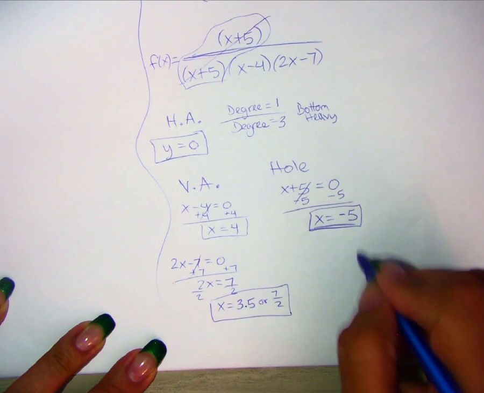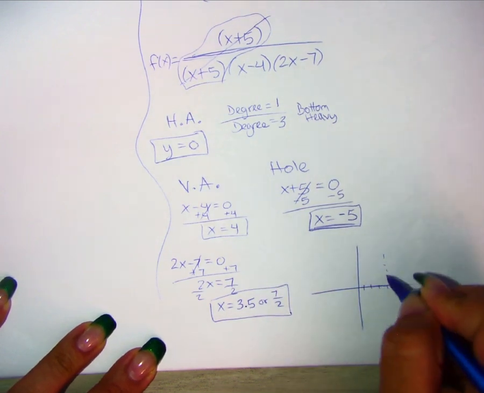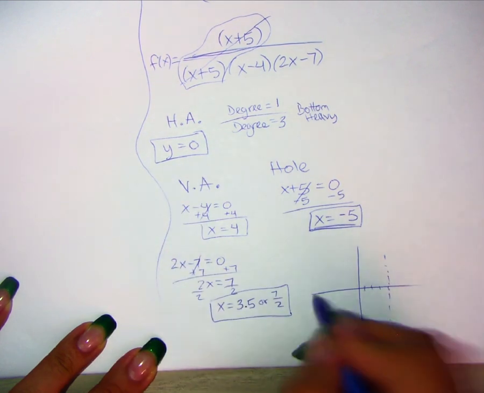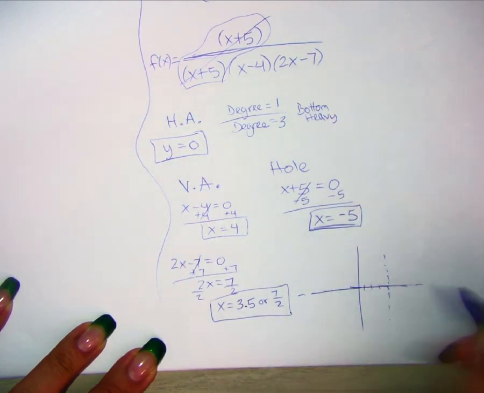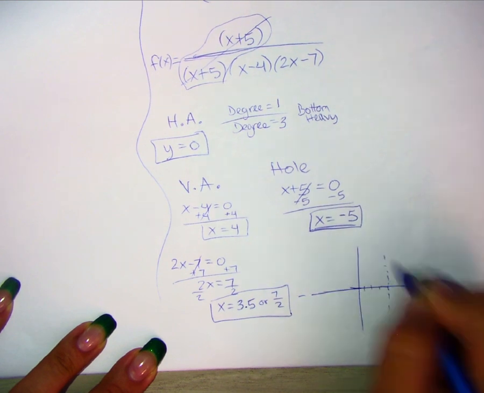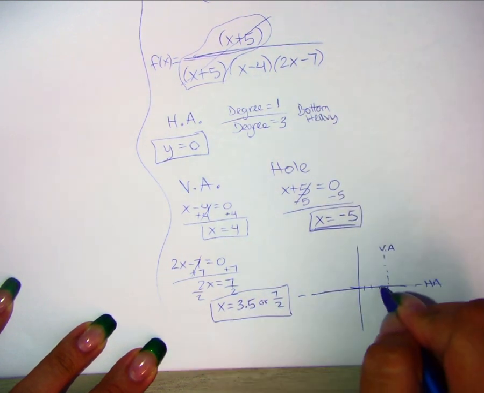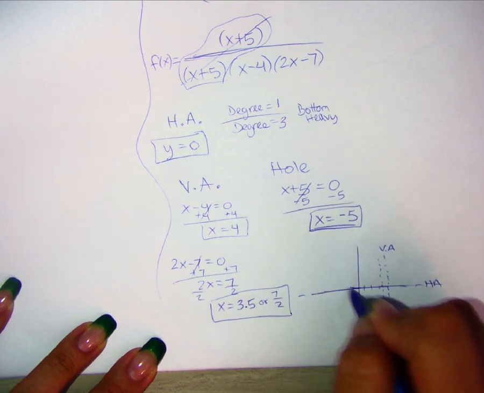Just a visual of this: you will have a vertical asymptote when x equals 4. We will have a horizontal asymptote when y equals 0, so the x-axis is your HA. There's a VA right here, and then at 3.5 there's another asymptote right here. And then there's a hole at x equals negative 5.